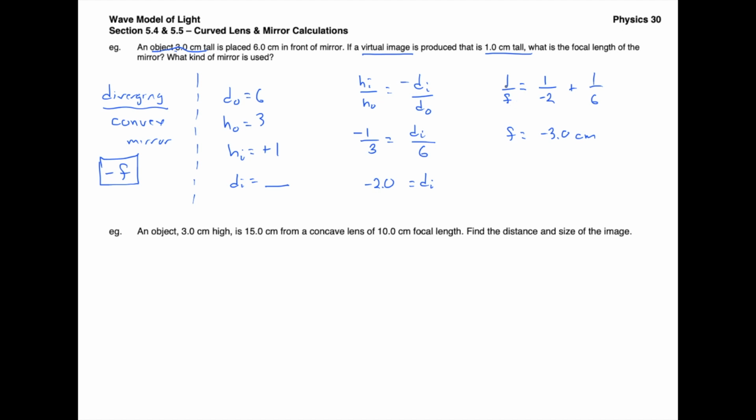Now watch carefully when you're solving for this one. If I take negative 1/2 plus 1 over 6, that's going to give me the reciprocal of the answer. And so don't forget to take the reciprocal when you're finding your focal length for this one here. But our focal length then here is going to be negative 3. And because it's negative, we know that it's the diverging case, which is the convex mirror. And it'll be a 3 centimeter focal point.